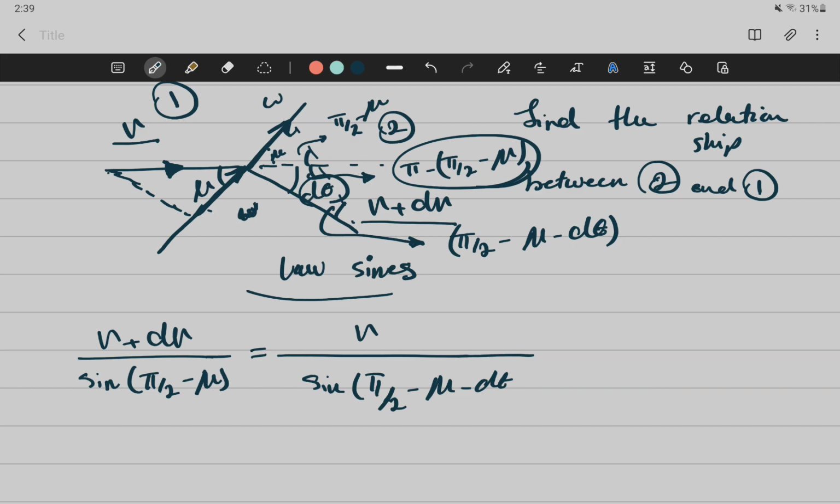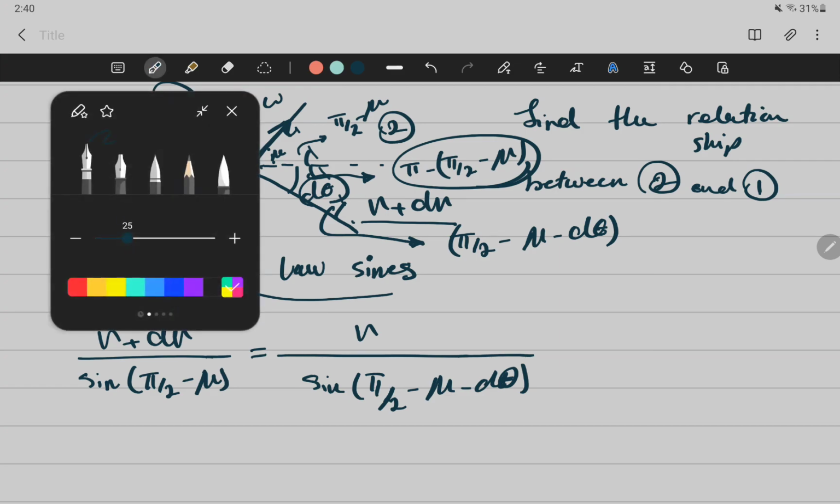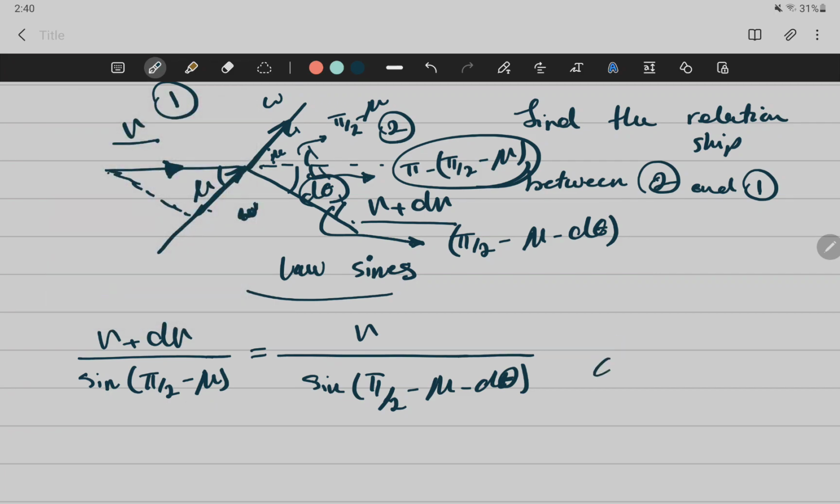Okay, d theta, this is d theta. I think we have to decrease the... Is this clear? So in this relationship, we haven't made any assumptions. It's just a trig relationship, right?